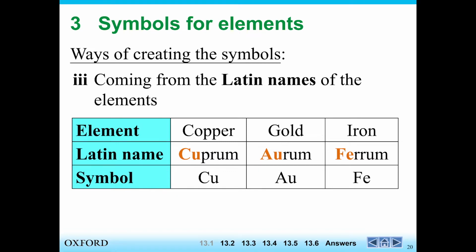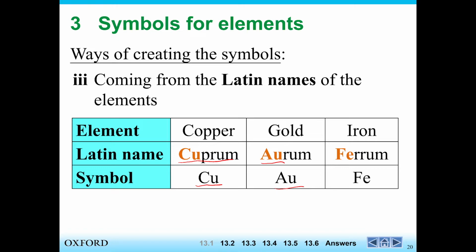The third point is that sometimes we're not using the English name. Rather, we're using the Latin name. For example, the Latin name for copper is cuprum, and I'll use the first two letters of the Latin name to get the atomic symbol of copper, which is Cu. For gold, I'm not using Go. Rather, I'm using the Latin name aurum, so it's Au.